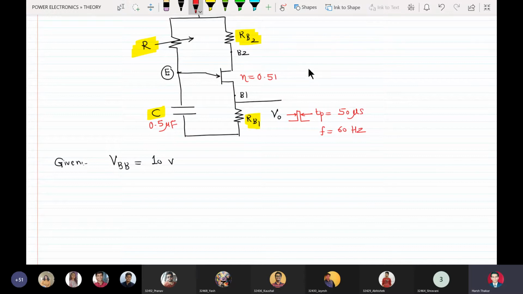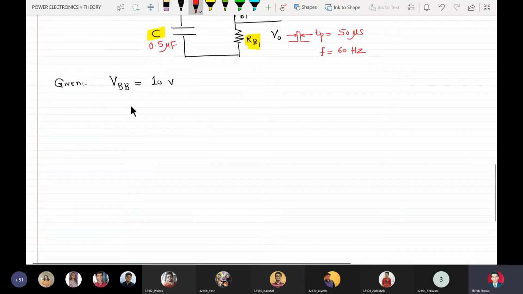Another important parameters are: valley voltage is 3.5 volt, the valley point current is 10 milliamperes and peak point current is 10 microamperes.